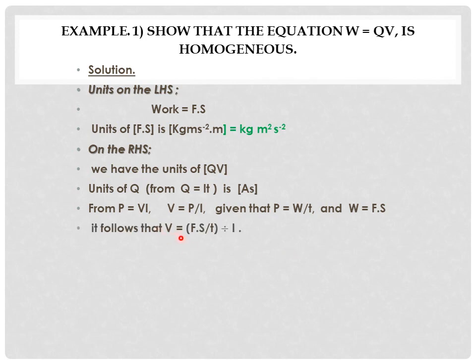Okay, it follows that voltage is equal to power, which is force times distance on time. Force times distance is work. Work on time is power, but the power is divided by the current. So this is work on time divided by current. Voltage is power on time, but power is force times distance on time, the rate of work done, divided by the current. So if we simplify that, it shows that we have force times distance divided by current divided by time.